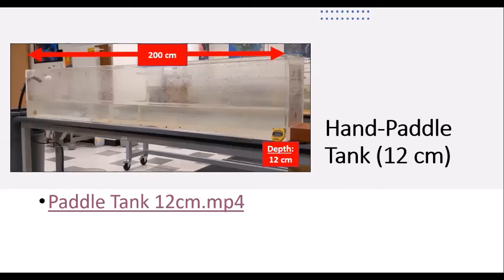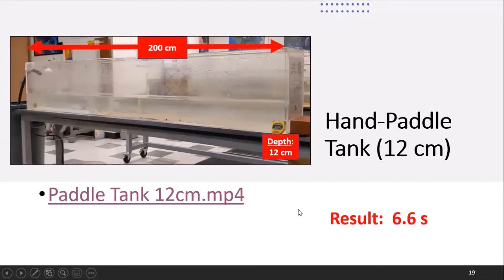Here you will notice that the time for the four round trips were significantly faster, with a result of approximately 6.6 seconds. This is a result of the wave base being higher than the lowest portion of the tank.